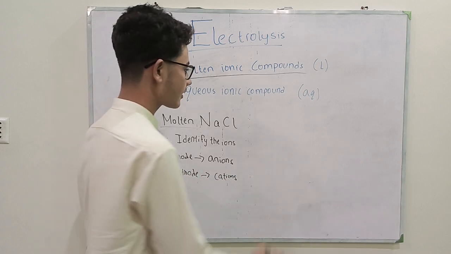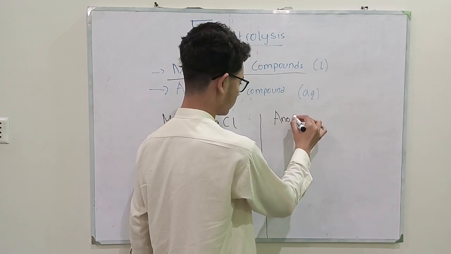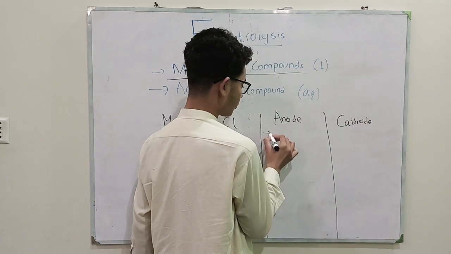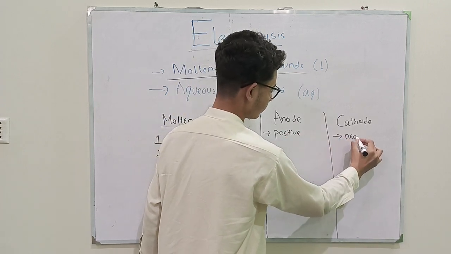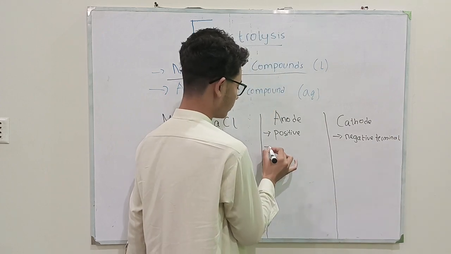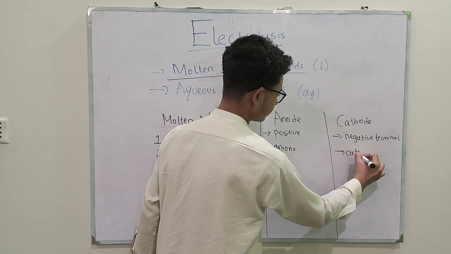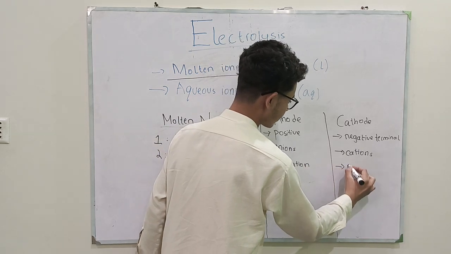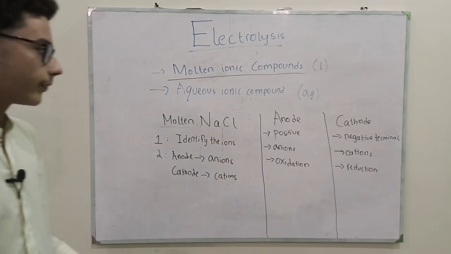Before the second rule, let's discuss what is an anode and what is a cathode. Anode is the electrode which is attached to the positive terminal of the battery, and the cathode is attached to the negative terminal. Anode will attract anions and cathode will attract cations. Oxidation takes place at the anode, while reduction takes place at the cathode. So this was about the anode and the cathode.